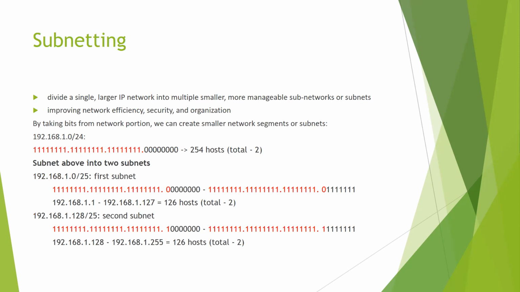But this is wasteful, right? Because if you're using a class A network and just using 200 IP addresses, the others go to waste, right? So instead, what we can do is divide these larger networks into multiple smaller networks that are more manageable, and it improves network efficiency and security.